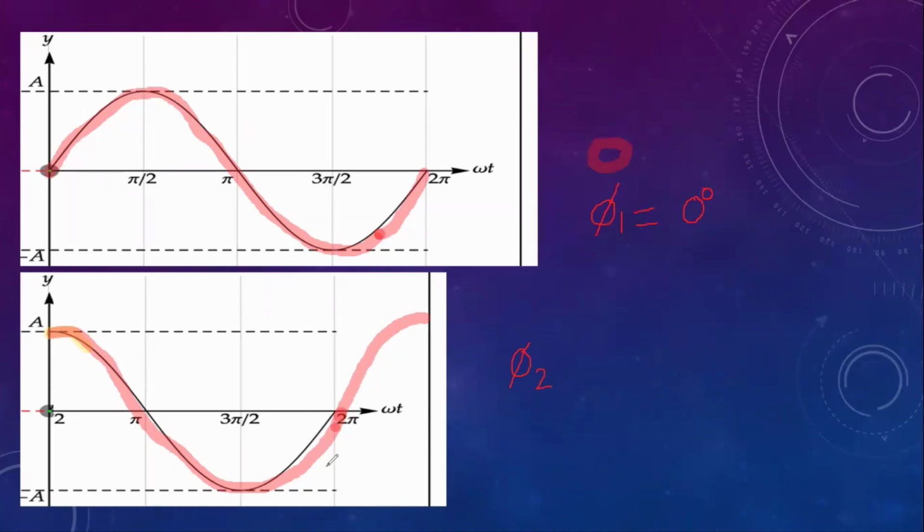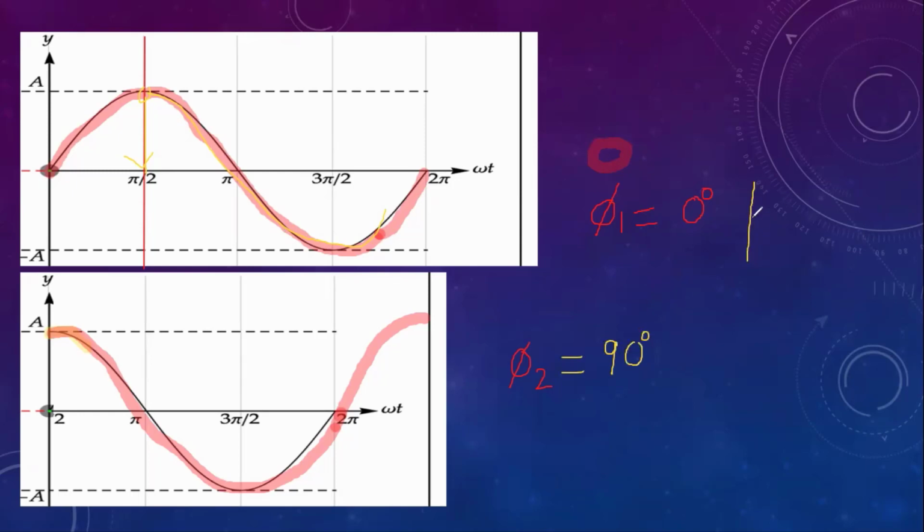Let's draw a straight line here. If you imagine, the wave comes from here like this, the same scenario. What is the angle of this point? This angle is 90 degrees. So phi 2 is simply 90 degrees.